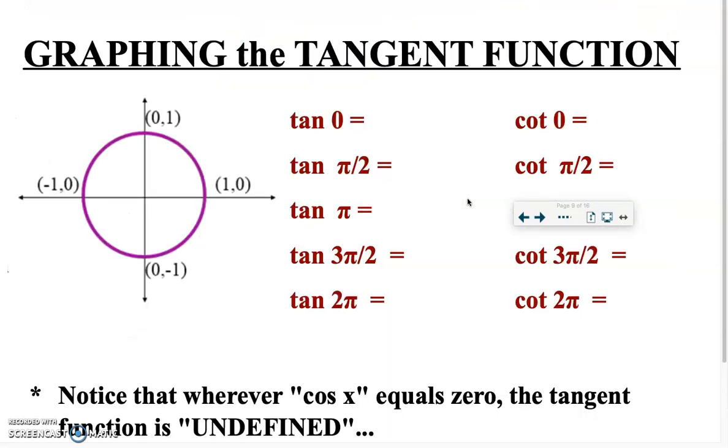Okay, so that's as far as we wanted to get. Tangent and cotangent is where we pick up tomorrow.